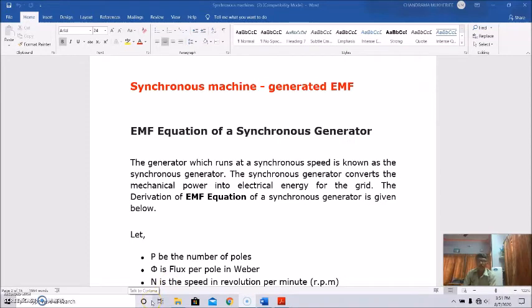Now we will discuss the synchronous machine generated EMF. Basically, this is the EMF equation of a synchronous generator. The generator which runs at synchronous speed is known as a synchronous generator, which we have discussed several times in our classes on synchronous machines. The synchronous generator converts mechanical power into electrical energy for the grid, and the derivation of the EMF equation is discussed as given here.